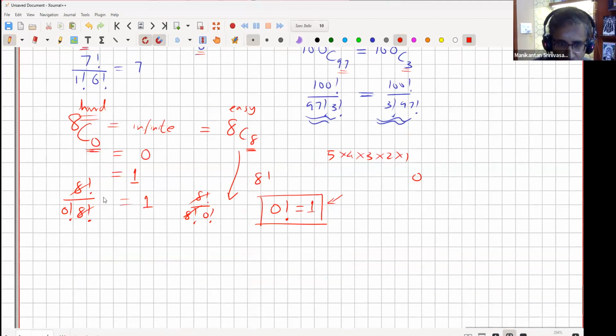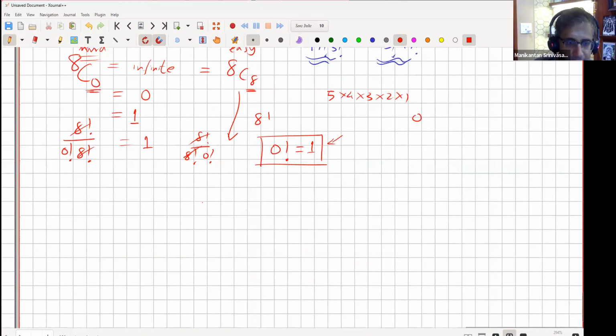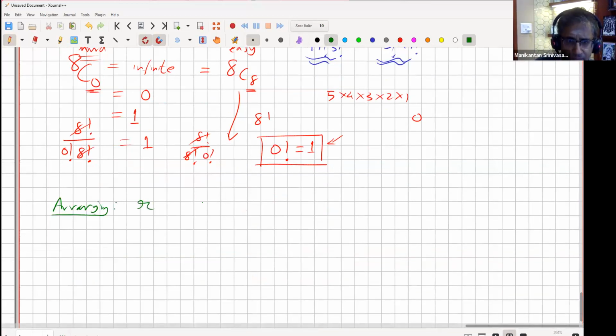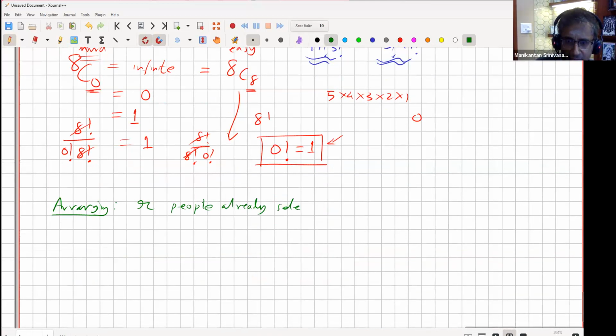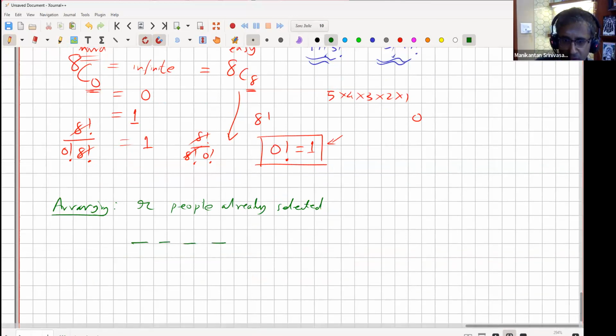Now, arranging is, as we just saw, much simpler, right? Arranging is just, there are R people, already selected. So in how many ways can they arrange? What do I mean by that? Let's say 1, 2, 3, 4, 5.